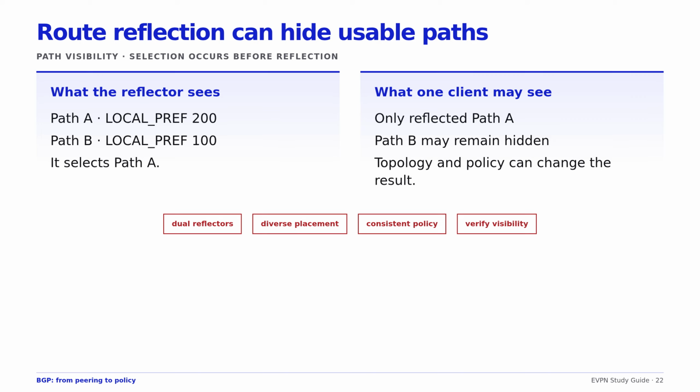Poor reflector placement can also create persistent oscillation or suboptimal exit choice when policy and topology do not align. Redundant reflectors improve availability, but two reflectors with the same limited visibility do not automatically restore path diversity. Add-Path can advertise additional paths where supported, but it changes scale and interoperability requirements. The design discipline is to align reflection topology with policy, diversify visibility, and inspect what each client actually receives and selects.